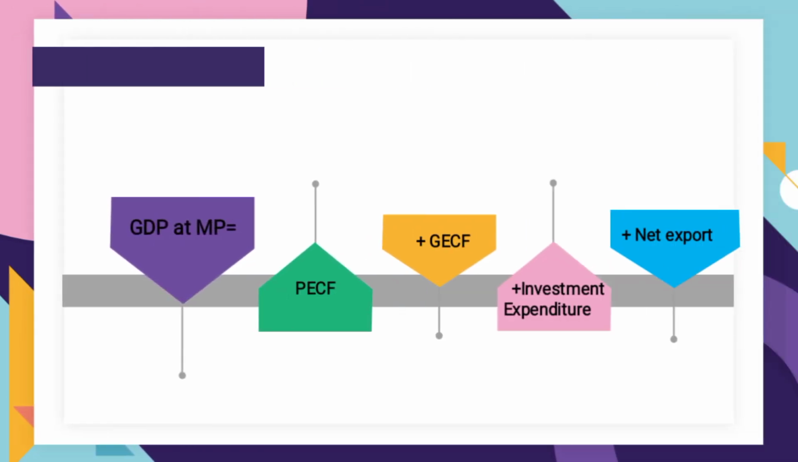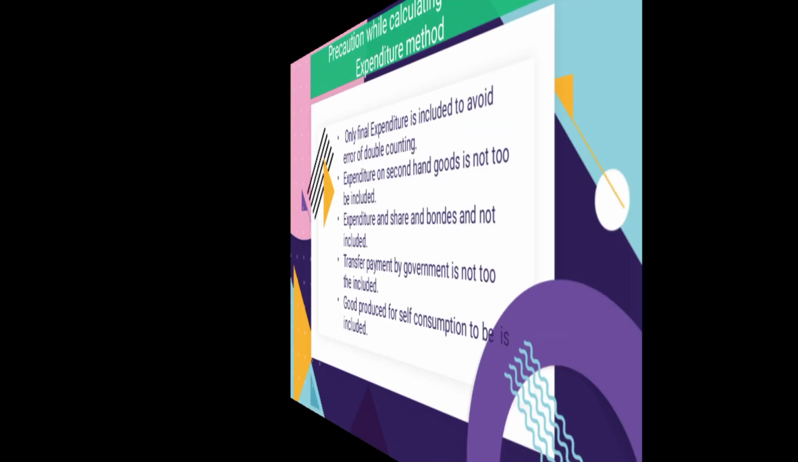So we get our formula from here. From this, GDP at market price equals PFCE, that is private final consumption expenditure, plus GFCE, that is government final consumption expenditure, plus investment expenditure plus net export.